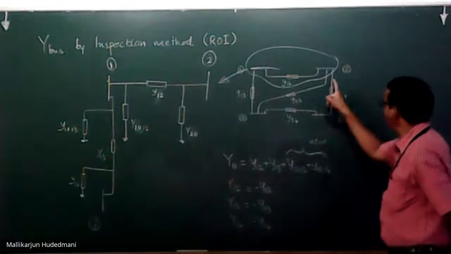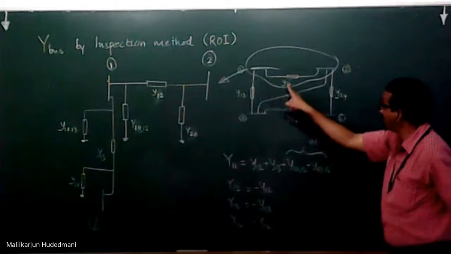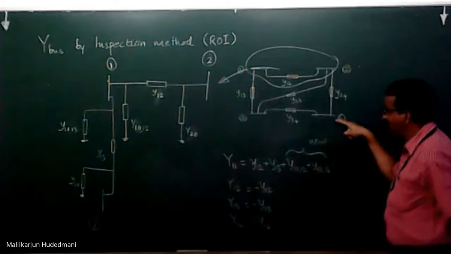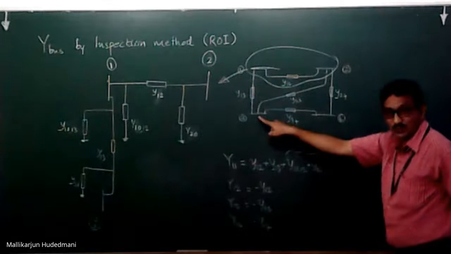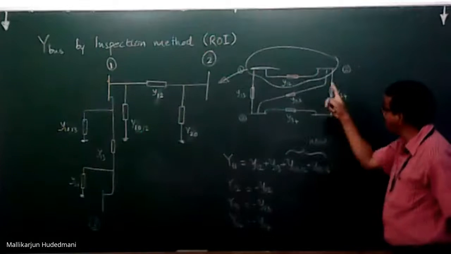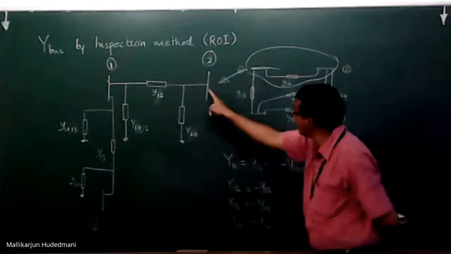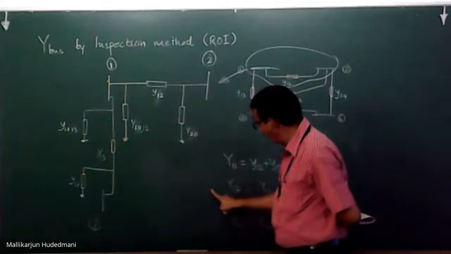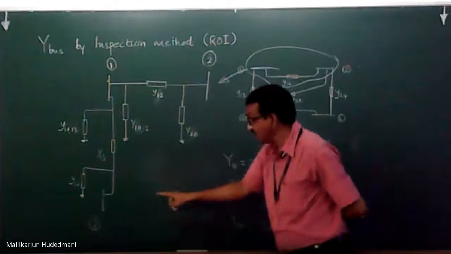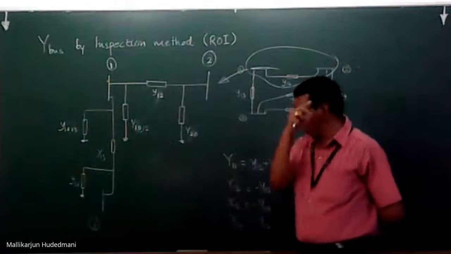many lines you find? 2 to 1, you have a line. 2 to 4, you have a line. 2 to 3, you have a line. Hope you are able to capture me. There are 3 transmission lines. One is already represented over here. Yet 2 to 4, 2 to 3, you have to establish. Let us do it and work it out.